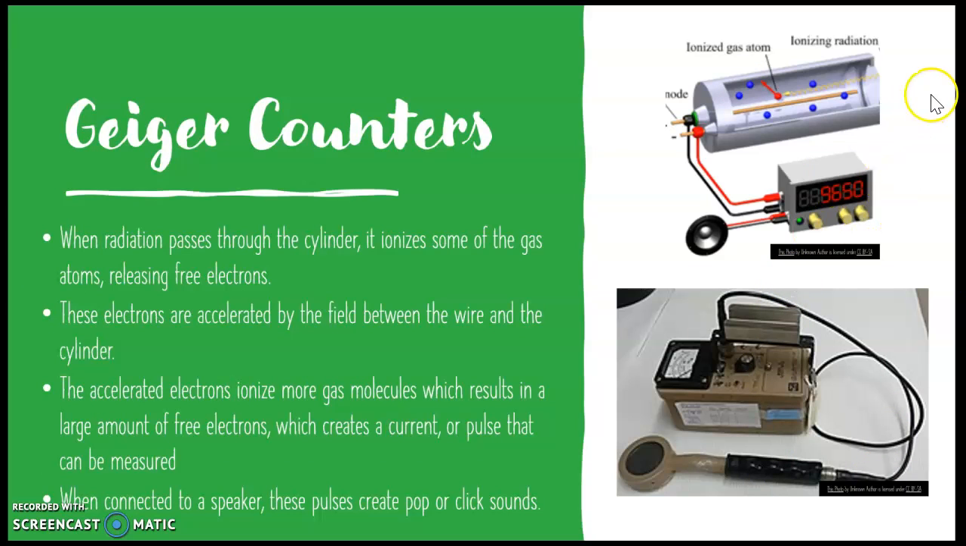When radiation passes through the cylinder, this little zigzag arrow right here, it ionizes some of the gas atoms of that argon, releasing free electrons. Boom, boom, boom. These electrons are accelerated by the field between the wire and the cylinder, and the accelerated electrons ionize more gas molecules, kind of like a chain reaction effect, which results in a large number of free electrons.